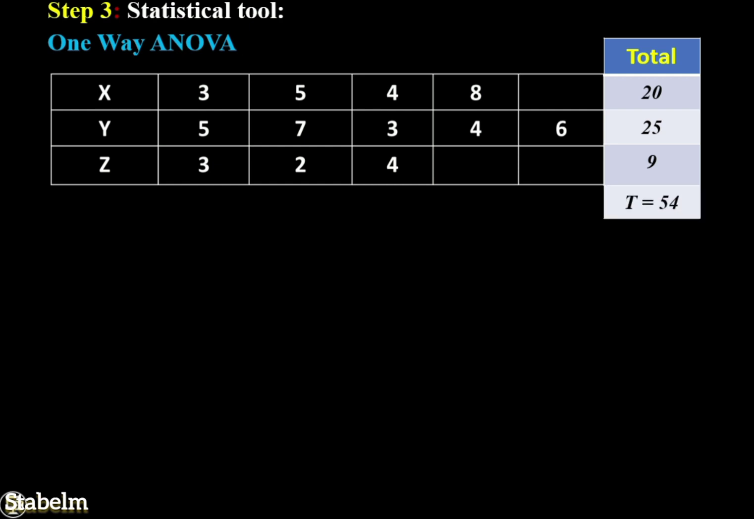Before we move on, the number of observations for each group is given as follows. A equals 3, where A is the number of groups. We have X, 1, 2, 3, so we have 3 groups here. N1 is the number of observations for the first group, and we have 1, 2, 3, 4, that is 4. N2, the number of observations for group 2, we have 1, 2, 3, 4, 5, that is 5. And for Z, the third group, we have 1, 2, 3, that is 3 observations.